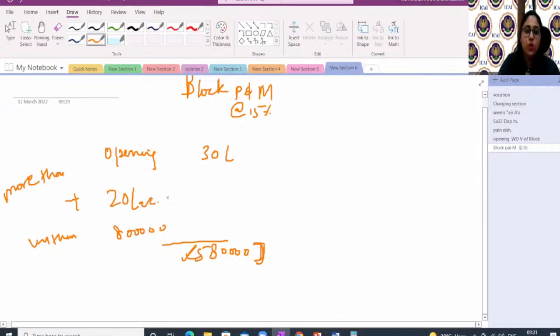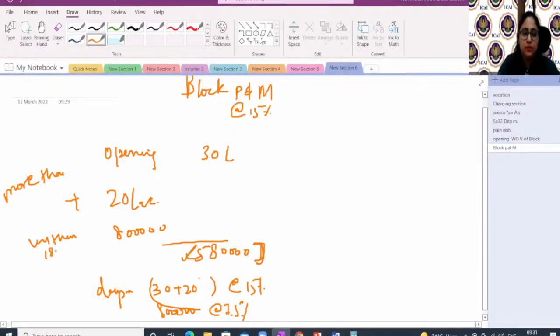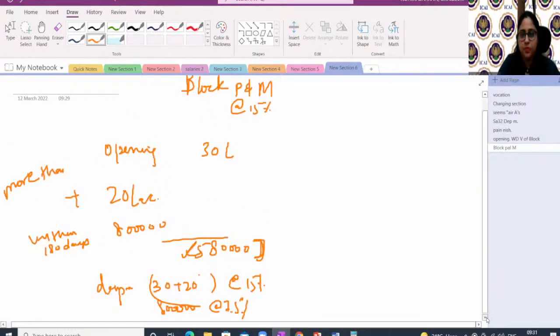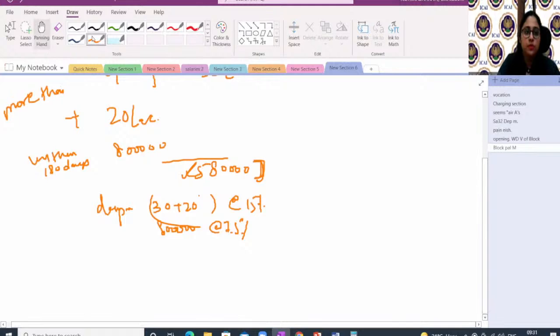My depreciation on this would be: on 30 plus 20, I will take 15%. Am I right? And on 8 lakhs, I will take 7.5%. Why? Because this is used for less than 180 days, and that is used for more than 180 days. So calculate the depreciation: 50 lakhs at 15% and 8 lakhs at 7.5%.